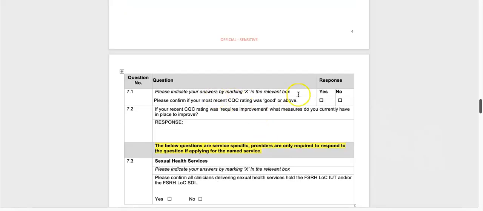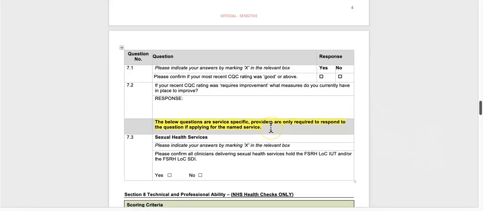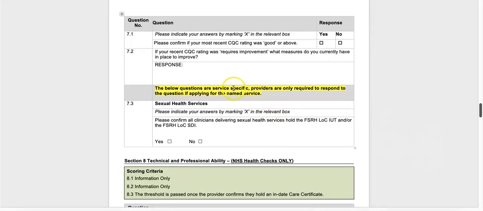7.1 is a yes/no answer, and you are asked to confirm if your most recent CQC rating was good or above. And 7.2 actually asks for further details if your CQC rating requires improvement around what measures you currently have in place to improve. Please note that the next question is specific to the service, so providers are only required to respond to the question if they're applying for the named service. In this case, it's sexual health services.